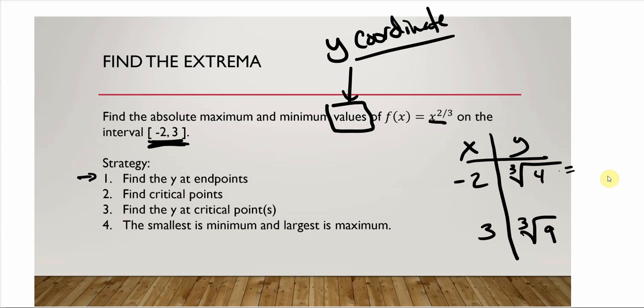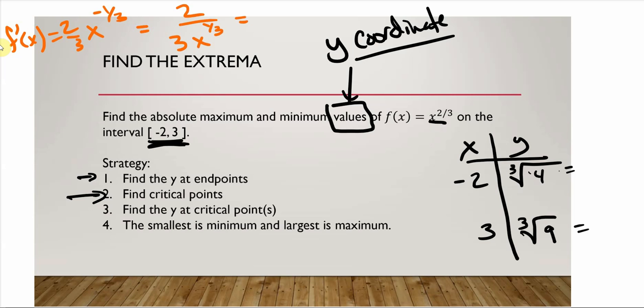Okay. And now what I want to do is find my y value at my critical point. So I have to find my critical point. I'm going to take the derivative of that. So f prime of x is going to equal 2/3 x to the -1/3. That tells me to shove it to the bottom, so 2/3 x to the 1/3, which I'm going to write as 2/3 cube root of x.